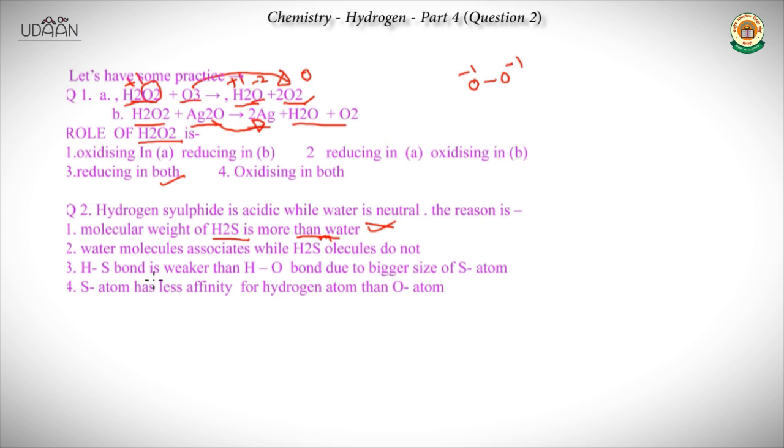Third one is S-H bond is weaker than O-H bond due to bigger size of sulfur atom. In this we can see that if this bond is weaker, then it will readily produce H plus and S minus. And acidity is the tendency to produce H plus ions. So if this bond is weaker, then it will easily produce H plus ion, so it is more acidic. So this will cause more acidic nature of H2S than H2O.